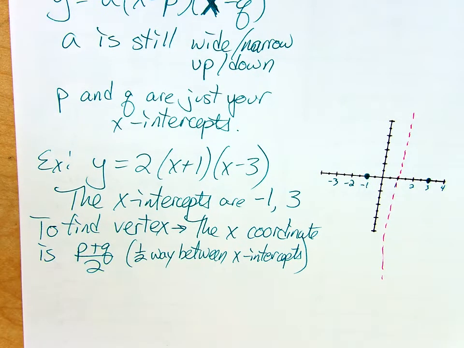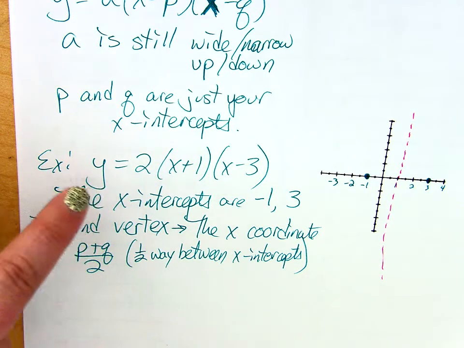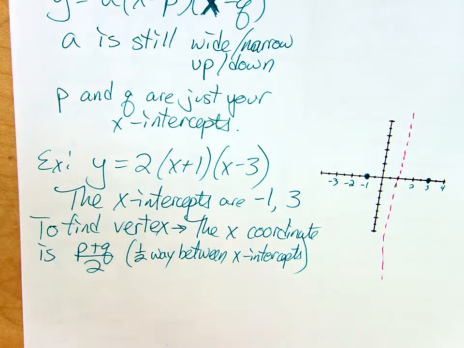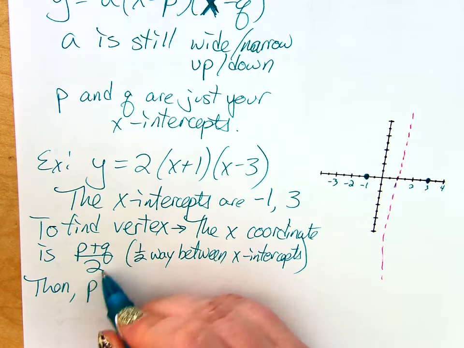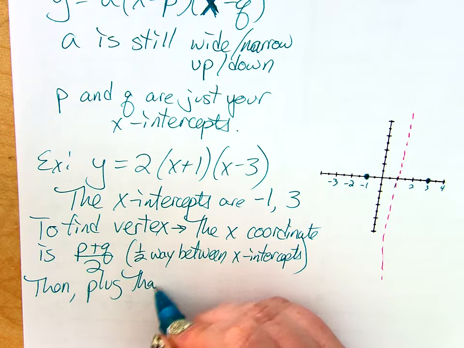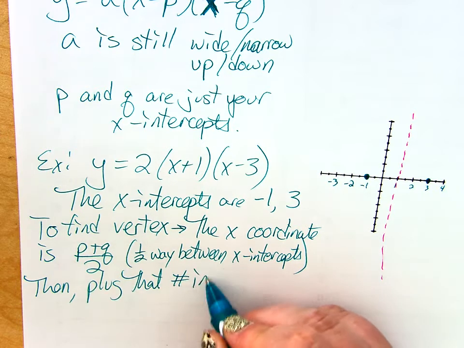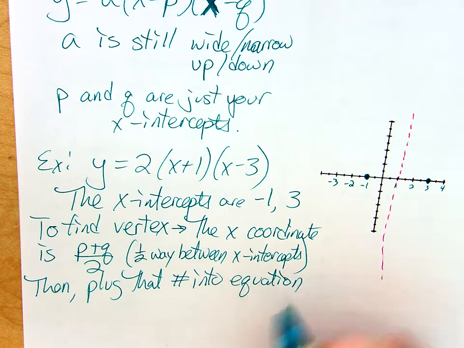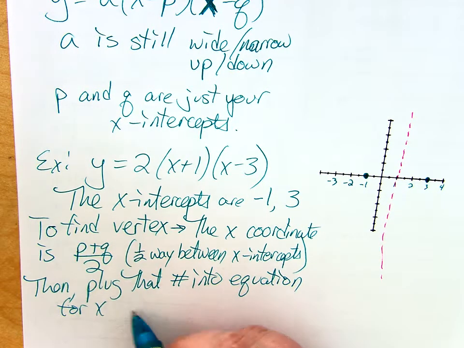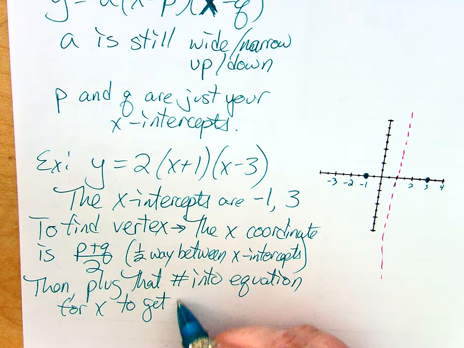So we already know ours is at positive 1. So now I'm just going to take positive 1 and plug it back into my equation and see what comes out for y. So plug that number into the equation for x to get the y-coordinate.